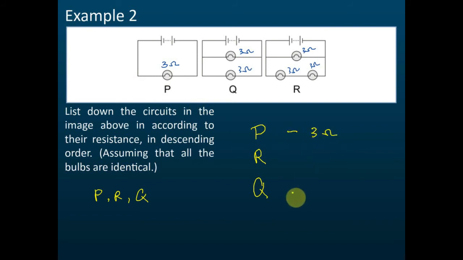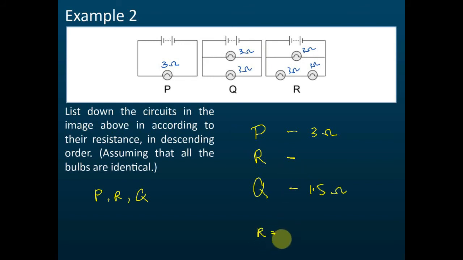How about Q? Q, 3 ohm divided by 2, right? Two resistors in parallel, so it's 1.5 ohm. R, maybe you need to do some calculations, right?